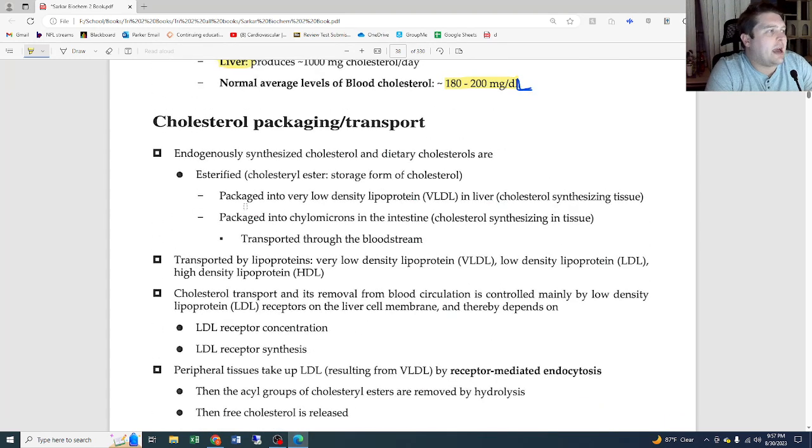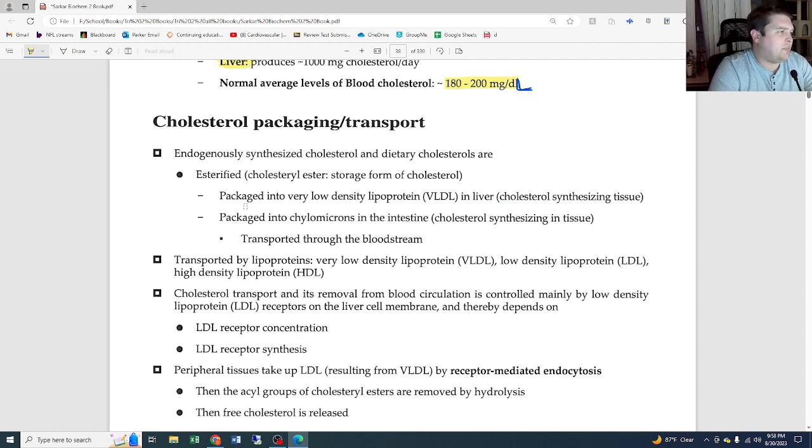Okay, so cholesterol packaging and transport. Endogenously synthesized cholesterol. Endogenously, we're talking about endo, so it's inside. So it's cholesterol that's synthesized inside of the body. And dietary cholesterols are esterified. So they're the cholesterol ester. We looked at that type of bond formation, and that is the storage form of cholesterol.